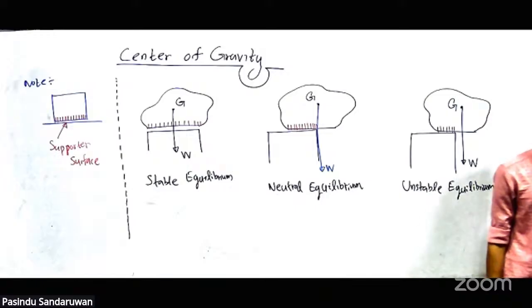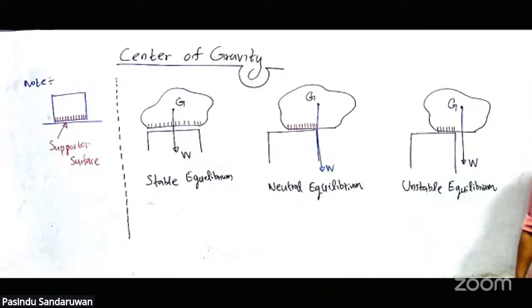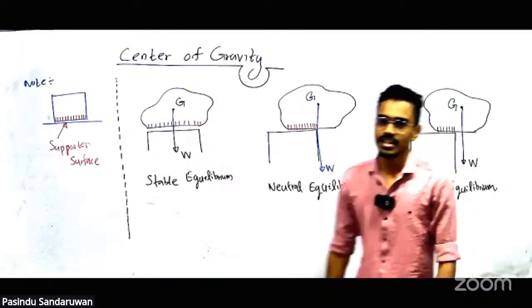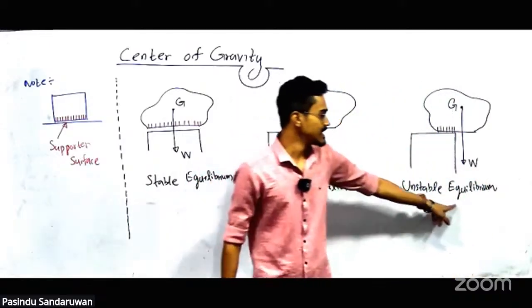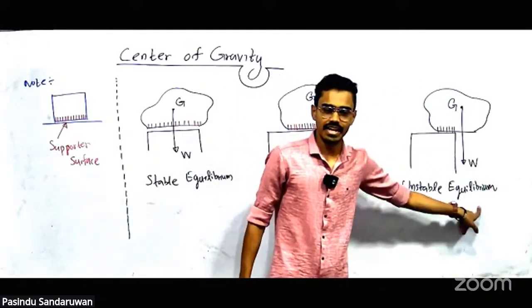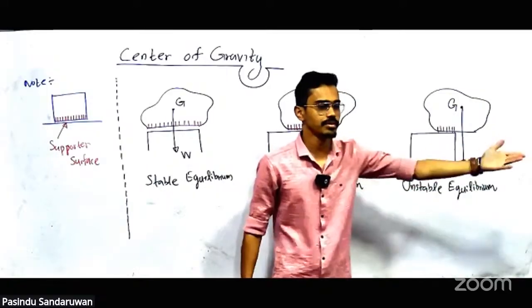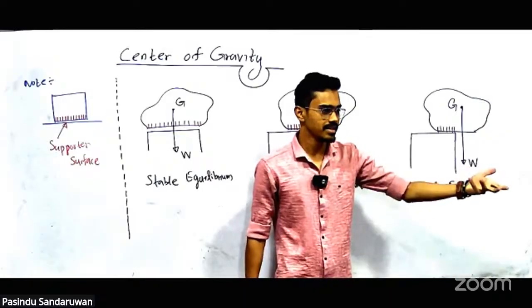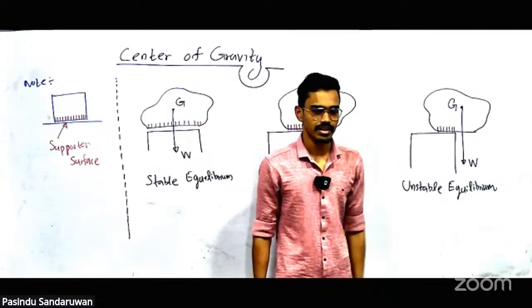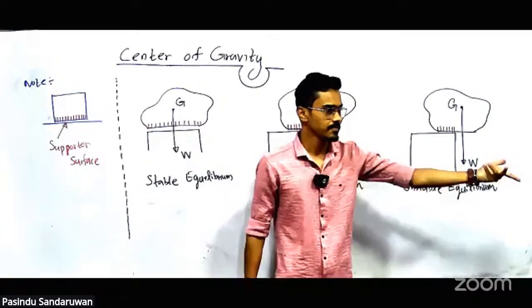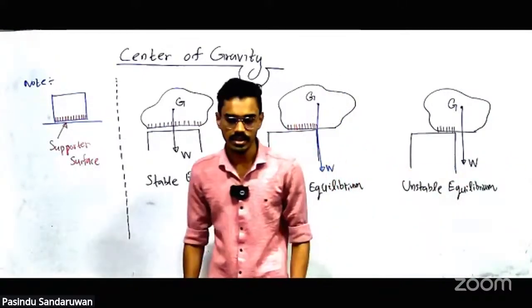Why is the last one called an equilibrium if it's not? That's a good question. Even though this is defined as an equilibrium, it is not actually an equilibrium. Unstable equilibrium actually means it is not in equilibrium. But we say unstable equilibrium.